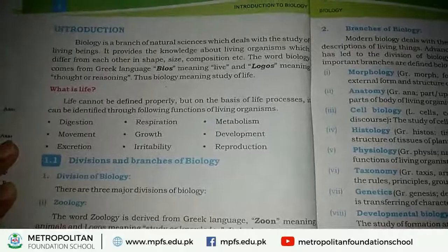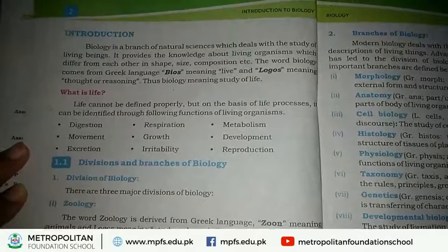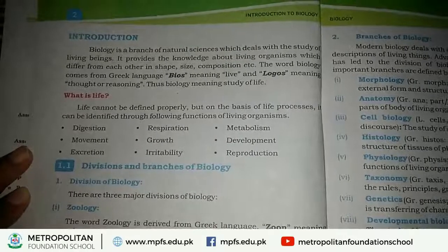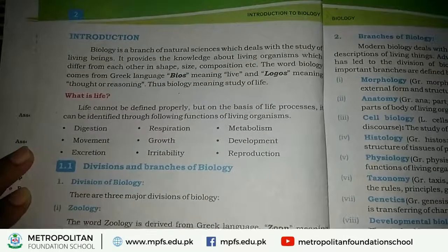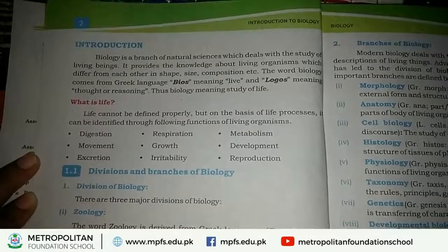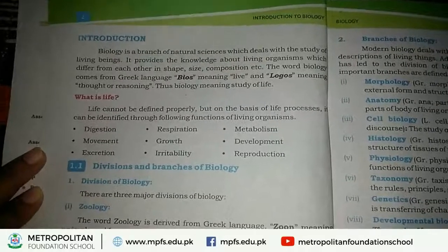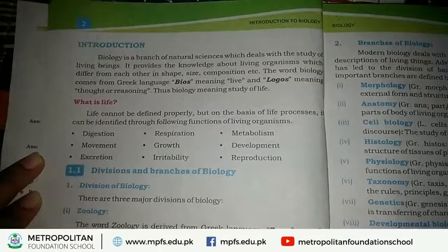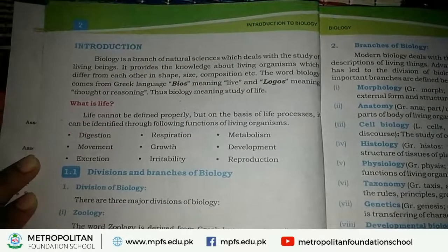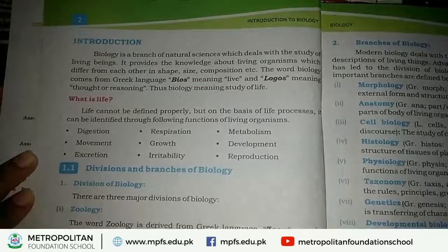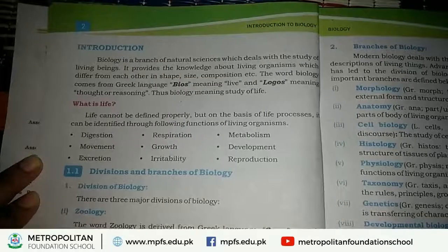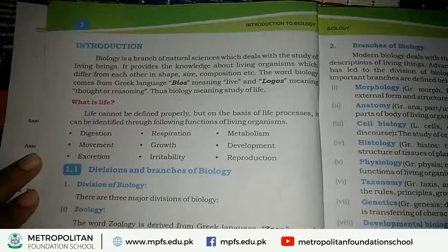Biology is a branch of natural science, and the word biology is composed of two Greek words. The first word is bios. It is a Greek word and bios means life. And the second word is logos. Logos means thought or reasoning or study. So the word biology means study of life.